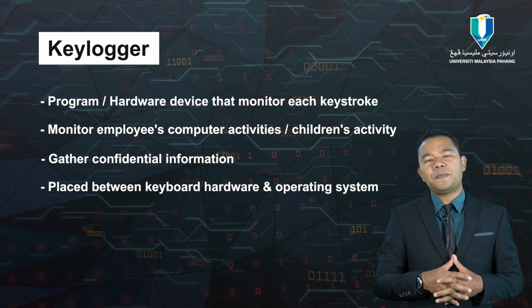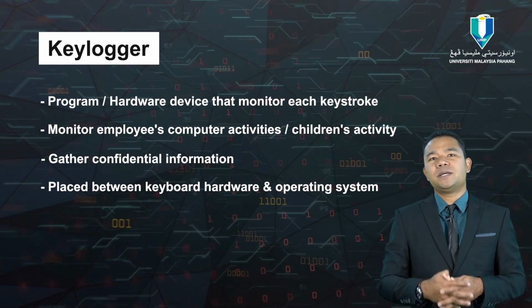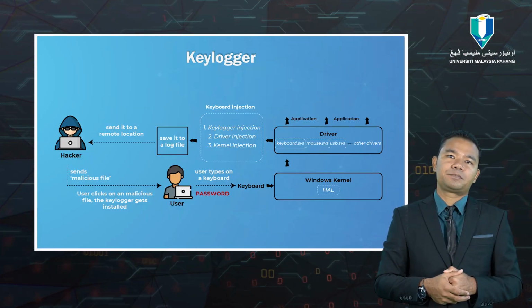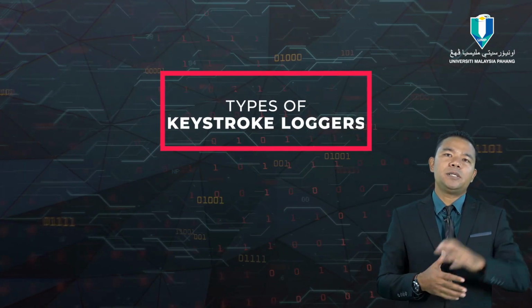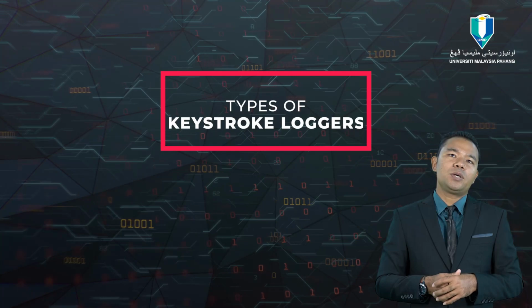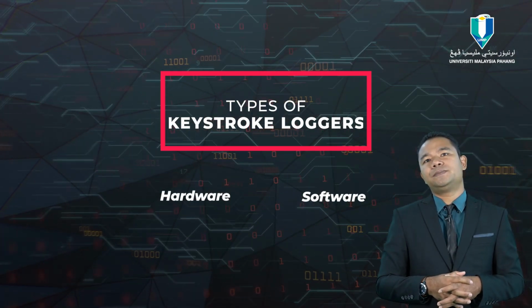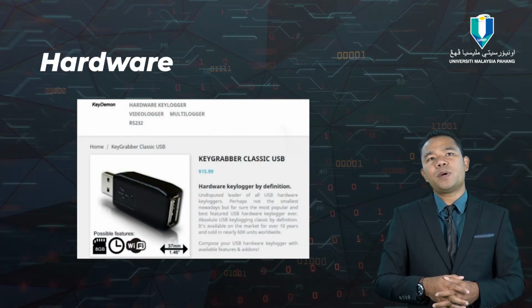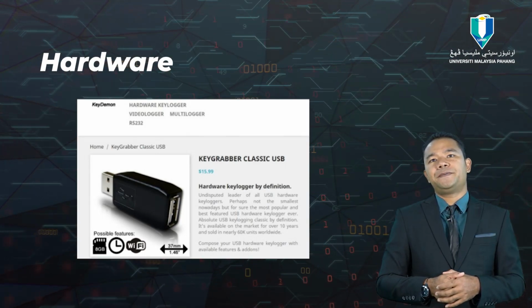Physical keyloggers are placed between the keyboard hardware and the operating system. This is an example of a keylogger. Types of keystroke loggers: under keystroke keyloggers, we have hardware keystroke loggers and software keyloggers. This example of a hardware keylogger looks like a USB drive.